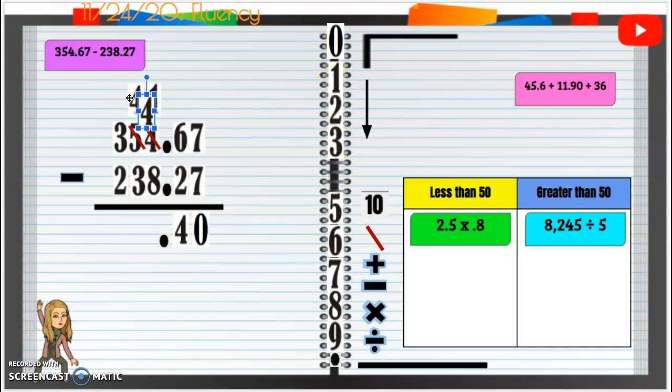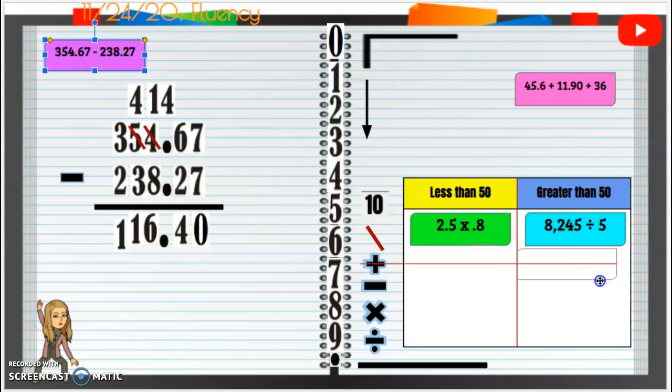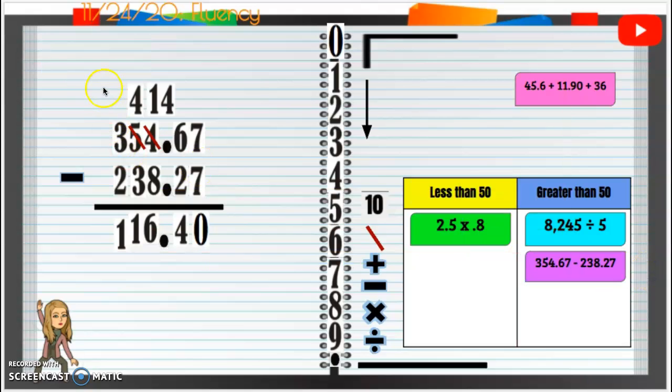We've also used all of our 4s. How funny. Let's get some more 4s there. So 14 minus 8: 9, 10, 11, 12, 13, 14. I got 6. Hopefully you get 6 as well. 4 minus 3 is 1. 3 minus 2 is also 1. So 116 and 40 hundredths. That is bigger than 50. That is greater than 50.